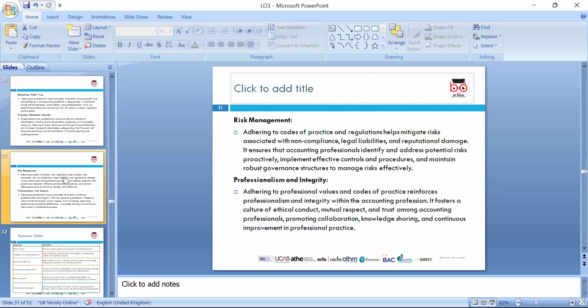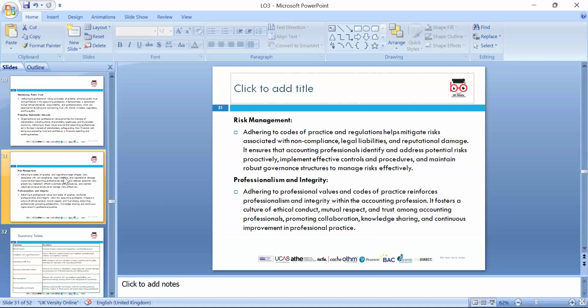Risk management adheres to the codes of practice, and regulation helps to mitigate the risk associated with non-compliance and legal liabilities. We have to look at reputation, like a lot of companies, because of the trust in the market, due to Enron and WorldCom. We have a number of other companies too, like the Carillion construction company.